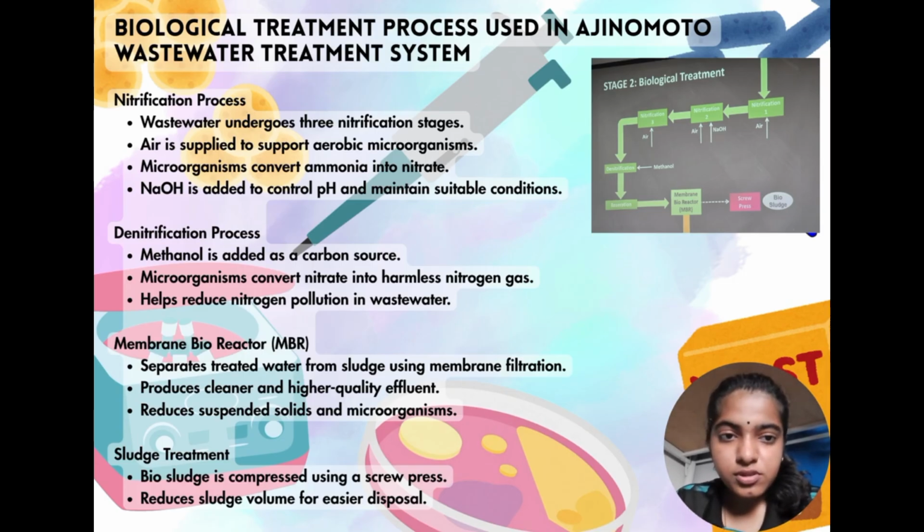So the treatment process begins with nitrification. There are three nitrification stages in the system. During the process, air is supplied to the tank to support aerobic microorganisms. These microorganisms help convert ammonia into nitrate. In the second nitrification tank, sodium hydroxide or NaOH is added to control the pH and maintain suitable conditions for microbial activity. Then, the wastewater enters the denitrification process.